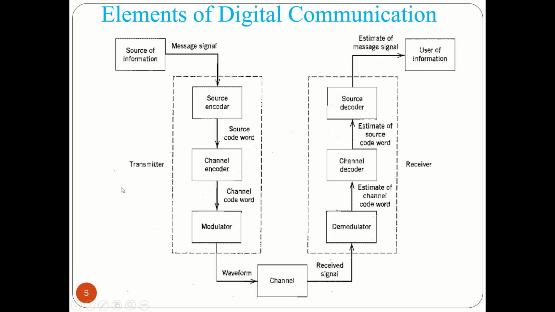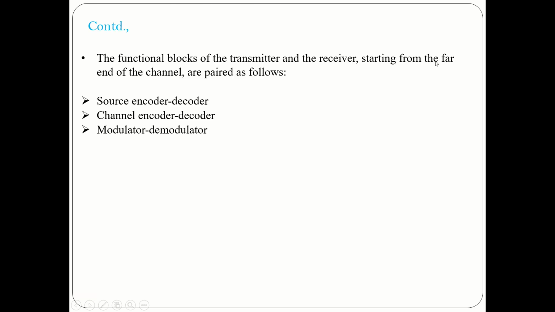The source encoder will generate a source code word. Then the channel encoder will create a code word which can be converted into a suitable form for transmission. Then the modulator converts it into a waveform. Modulation is done with respect to the carrier signal. Any of the characteristics of the carrier signal will be varied with respect to the message signal, so that after modulation, the modulated signal is sent through a channel. After that, the reverse process is done through the demodulator, channel decoder, and source decoder. Finally, the estimate of the message signal is received at the destination.